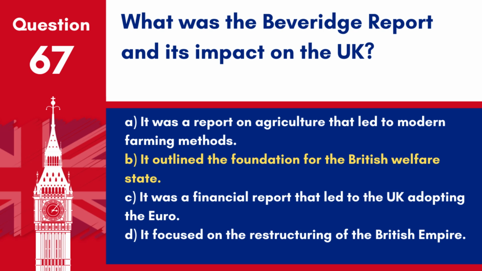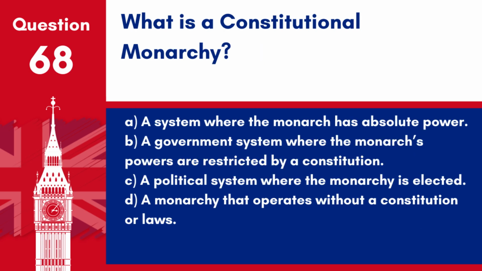The Beveridge Report, published in 1942, proposed comprehensive reforms to tackle social injustices and is credited with laying the foundations for the post-war welfare state, including the creation of the NHS. Question 68. What is a constitutional monarchy?